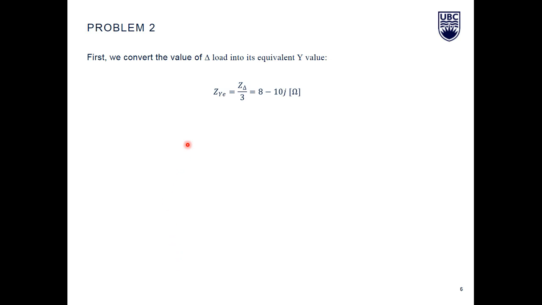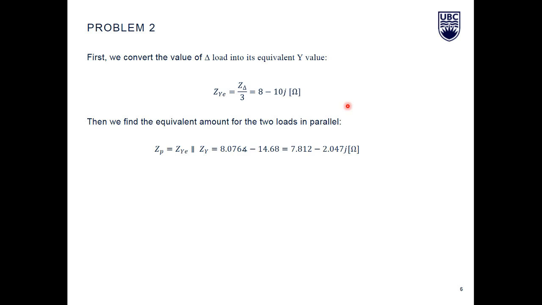So for finding the equivalent of the delta connected load in Y connection, we calculate this ZYE, which is Z delta over 3. It means that if we use a three-phase delta connected load with Z delta, it's the same as if we use a three-phase Y connected load with ZYE. So the amount of ZYE is 8 minus 10J.